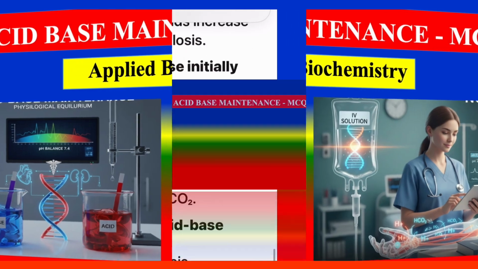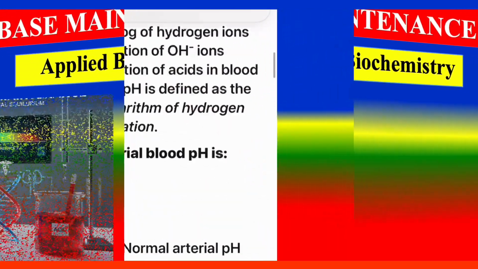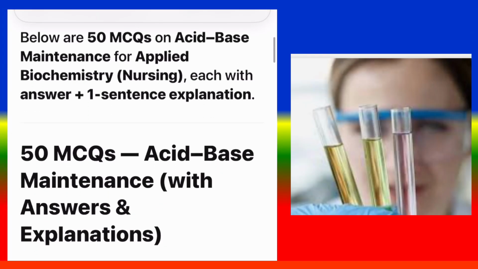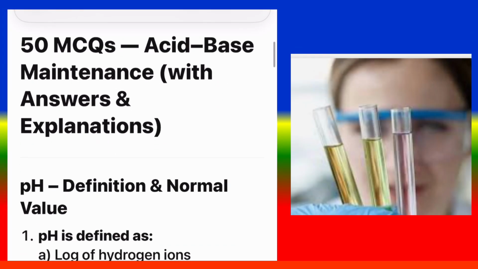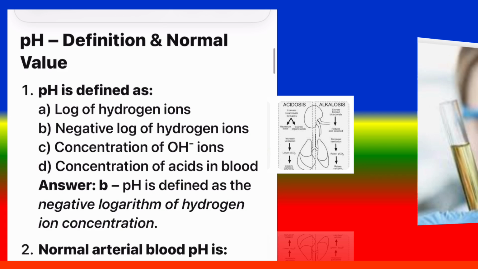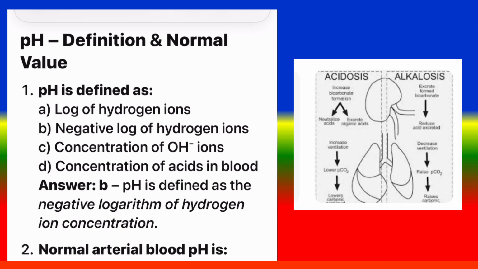Below are 50 MCQs on acid-base maintenance for applied biochemistry nursing, each with an answer and a one-sentence explanation. 50 MCQs, acid-base maintenance with answers and explanations. Section 1: pH, definition and normal value.